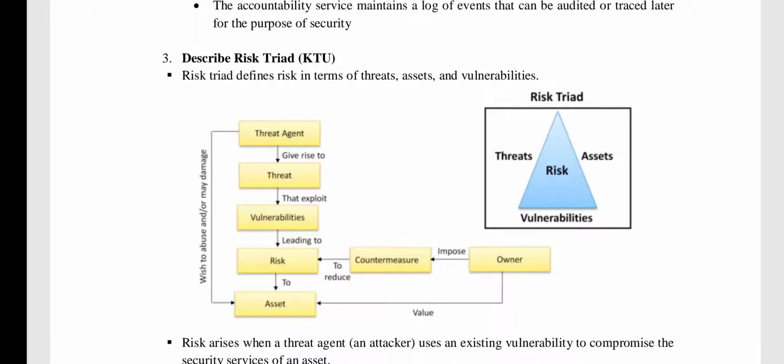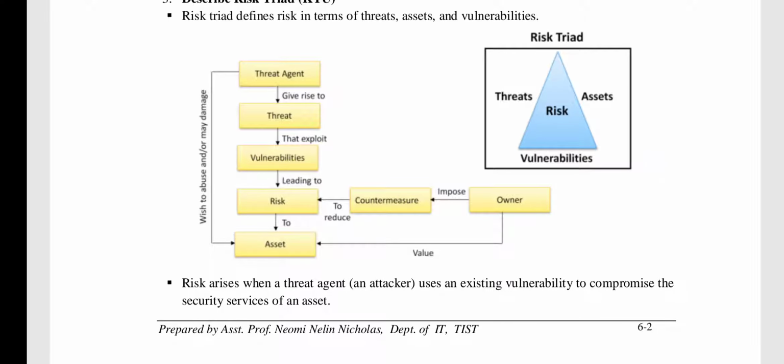Next is the risk triad. It's an important KTU question. You can see the diagram of the risk triad. You have risk in the center and the three: threat, assets, and vulnerability. The main figure shows a threat agent, that is an attacker, who may give rise to a threat at a vulnerability, and that leads to a risk. The owner will impose a countermeasure to reduce the risk to any asset.